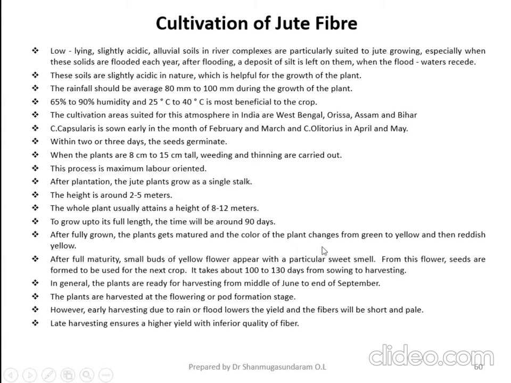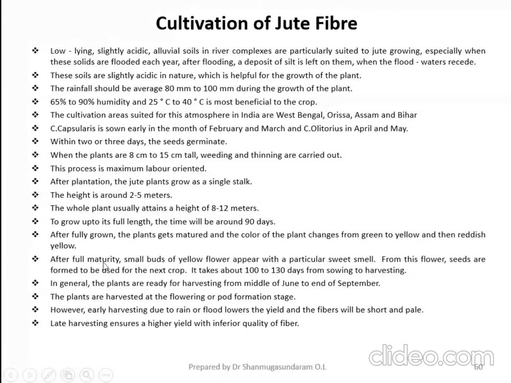So the color of the plant changes from green to yellow and then reddish yellow. That is how you come to know the plant is getting matured: once the color changes from green to yellow and then to reddish yellow, this indicates the fiber attains its maturity. It is ready for harvesting.